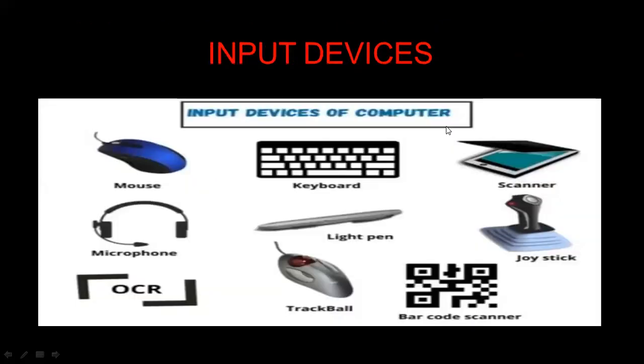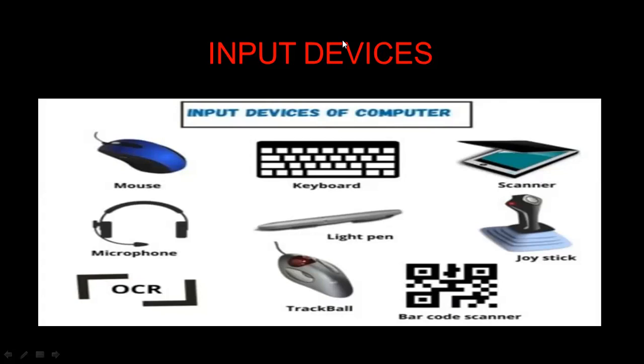Okay, here are some input devices that are used with the computer. You can see we have mouse, keyboard, scanner. What does the mouse do? The mouse has a pointer, and with the help of the mouse, we can click on different software inside the computer. Keyboard. What does the keyboard do in the computer? With the help of the keyboard, we can write inside the computer.